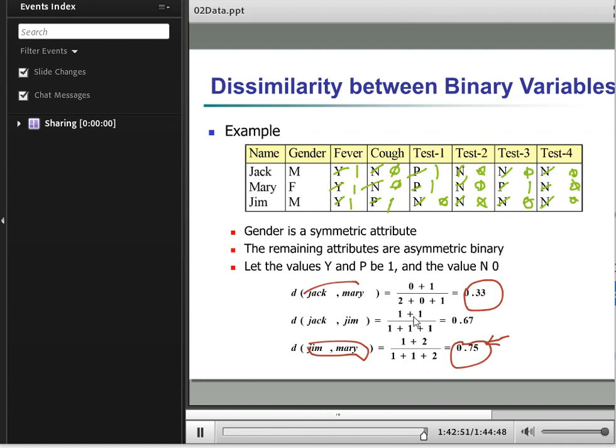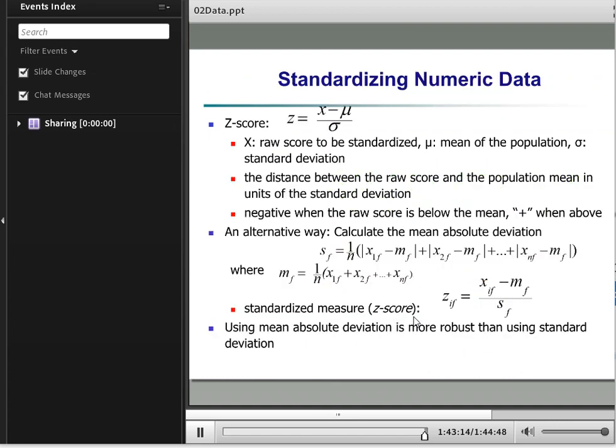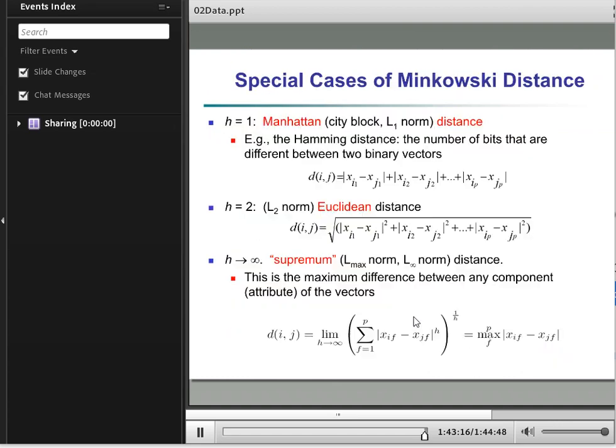So it means the situation and conditions of Jack and Marie are similar together. Not completely similar, but they are comparable. But Jim and Marie are far from each other. Their conditions are far from each other.